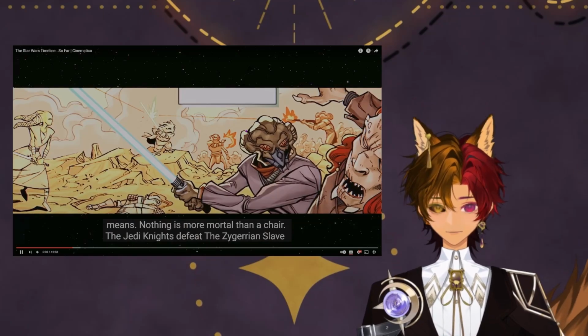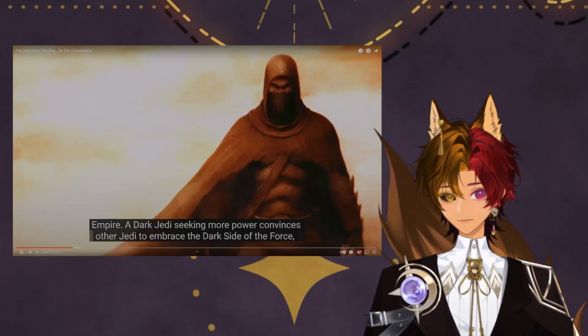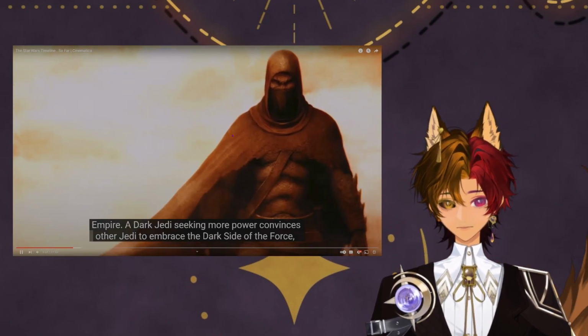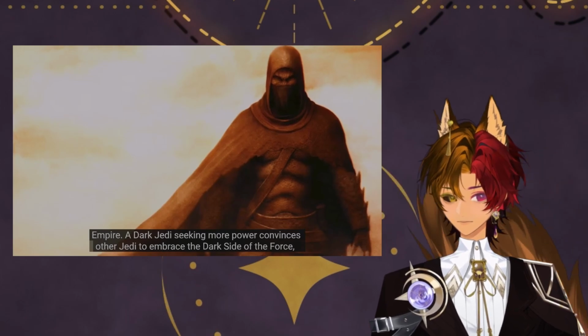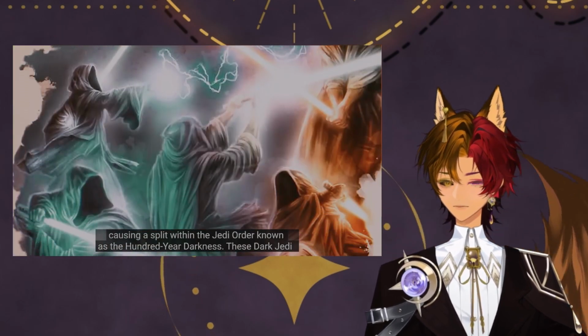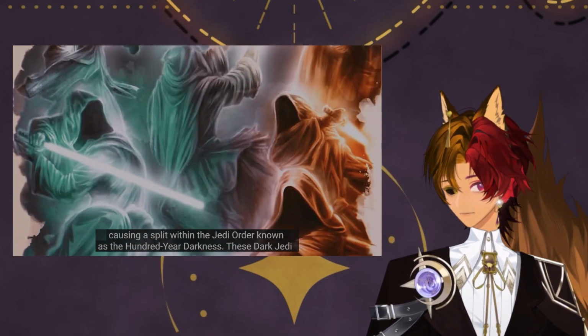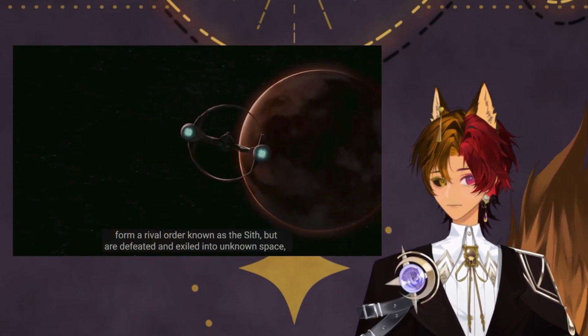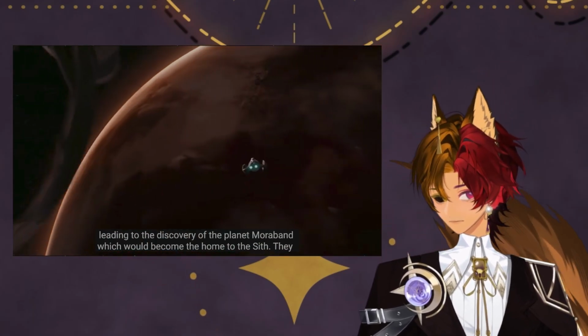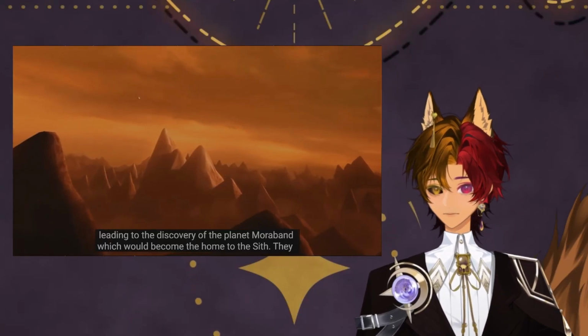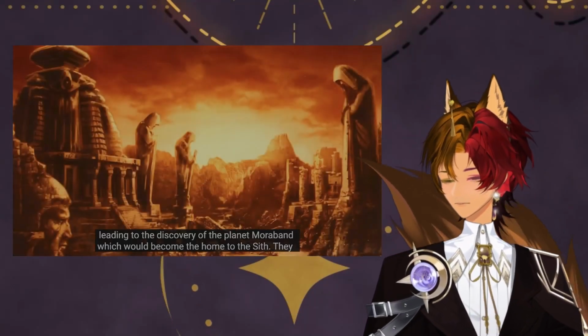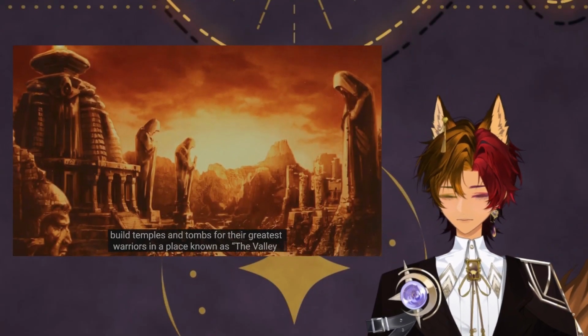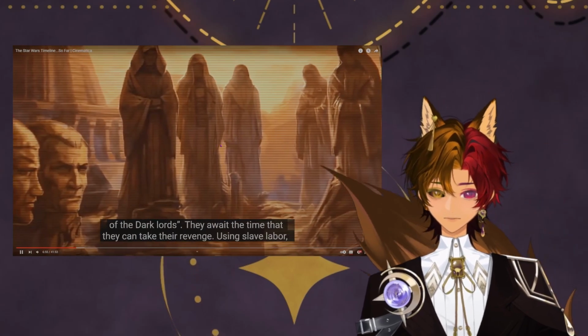The Jedi Knights defeat the Zygerian Slave Empire. A dark Jedi seeking more power convinces other Jedi to embrace the dark side of the Force, causing a split within the Jedi Order known as the 100-Year Darkness. These dark Jedi form a rival order known as the Sith, but are defeated and exiled into unknown space, leading to the discovery of the planet Moraband, which would become the home to the Sith. They build temples and tombs for their greatest warriors in a place called the Valley of the Dark Lords.